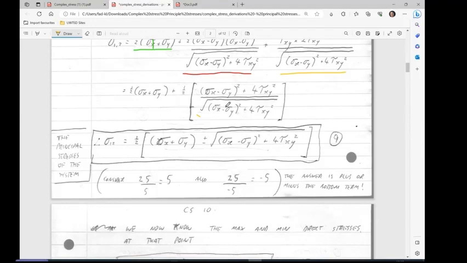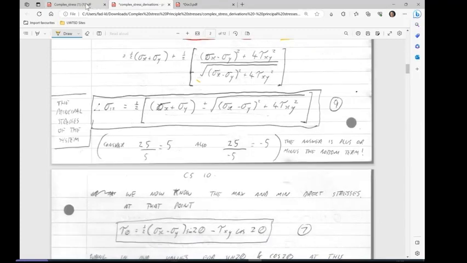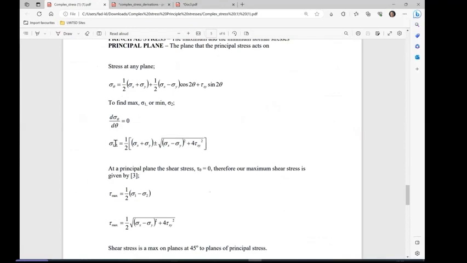the bottom term. So, sigma 1, 2, our principal stresses, are given by a half times sigma x plus sigma y, plus a half times plus or minus the bottom term. And there I factorized it. You can see the half has moved outside the bracket because this is multiplied by a half and this is multiplied by a half. So that term there tells me the principal stresses, and that is that equation there.